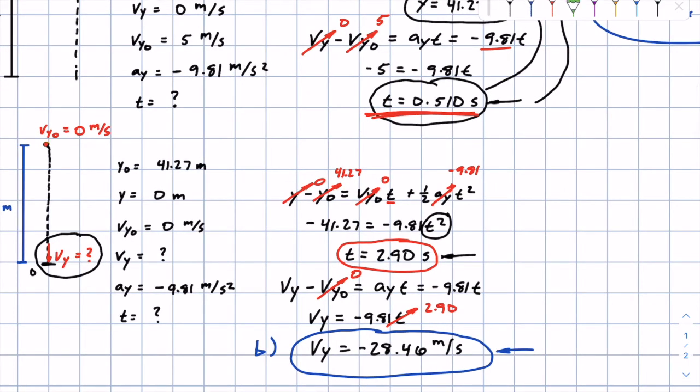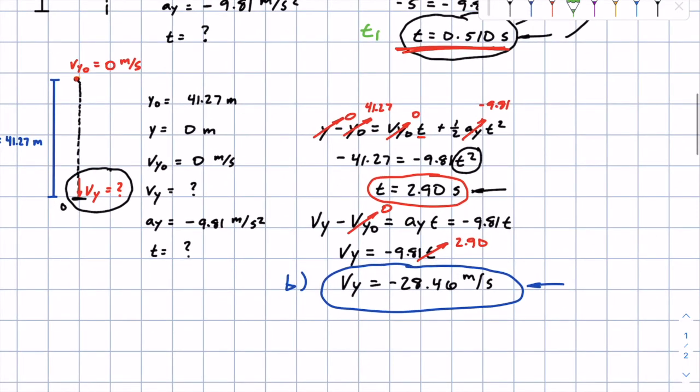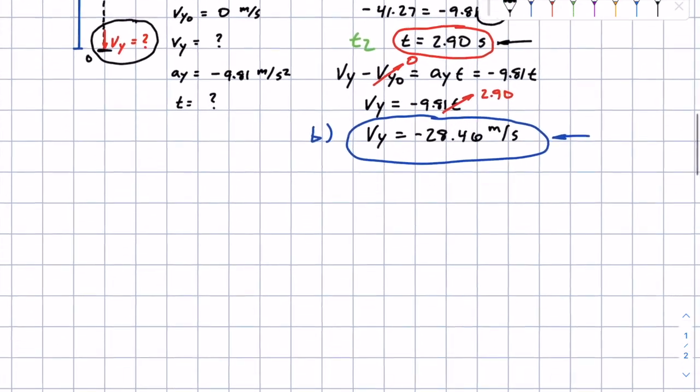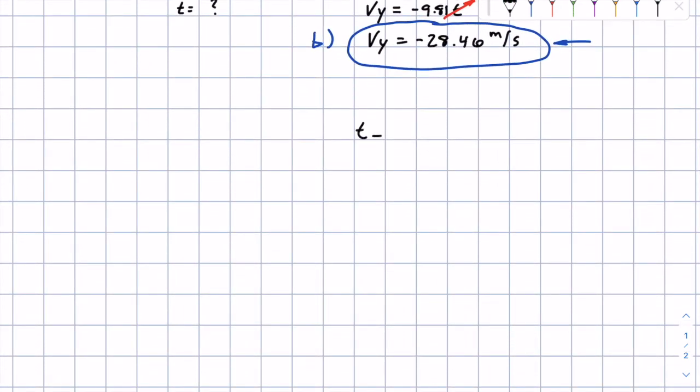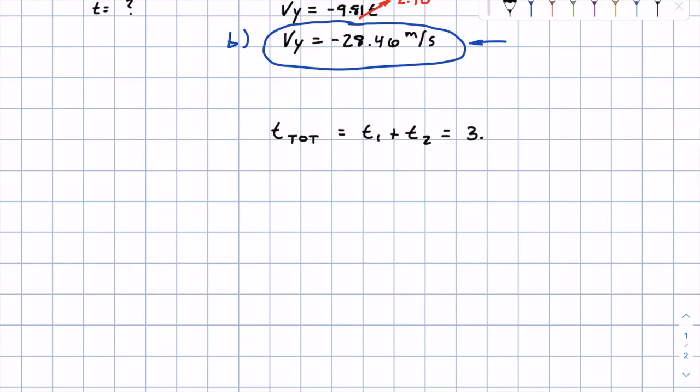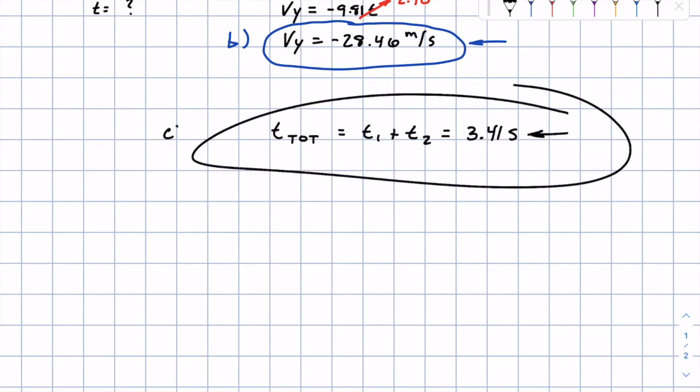Let's call this T1, let's call this T2, and we can say total time is equal to T1 plus T2, which is equal to 3.41 seconds. Sweet. That's C. And that's it for this problem.